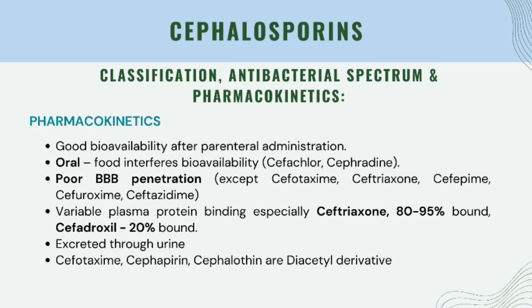Cephalosporins also exhibit variable degrees of plasma protein binding. For instance, ceftriaxone demonstrates high protein binding, which is 80 to 95%, while cefadroxil binds to a lesser extent, about 20%. In terms of excretion, cephalosporins are primarily excreted unchanged in the urine, with renal clearance playing a significant role in their elimination from the body. Cefotaxime, cephalexin, and cephalothin are diacetyl derivative type drugs.